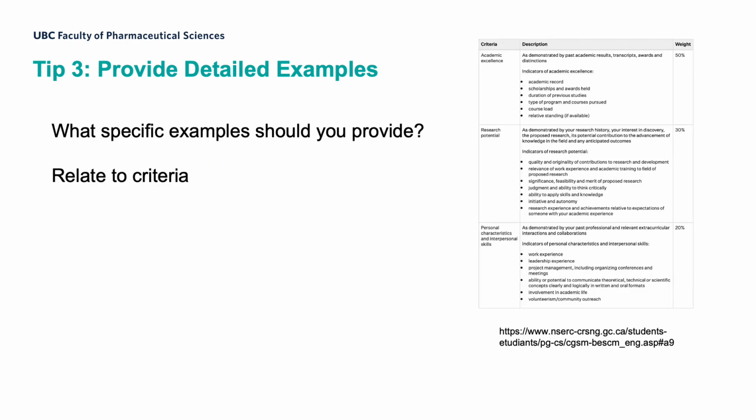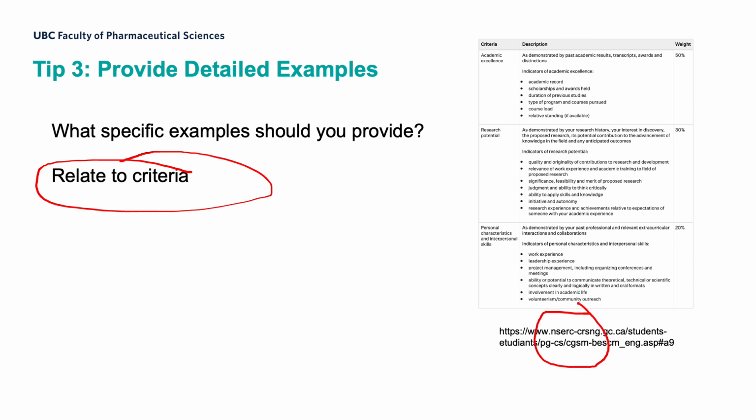In terms of what kind of specific examples, I gave a few, but which criteria should you provide examples for? I've alluded to this before, but just to hammer home the point, relate the examples to the criteria. So on the NSERC website, and this relates to the Master's Awards for NSERC and also for CIHR, the CIHR and NSERC CGSM.